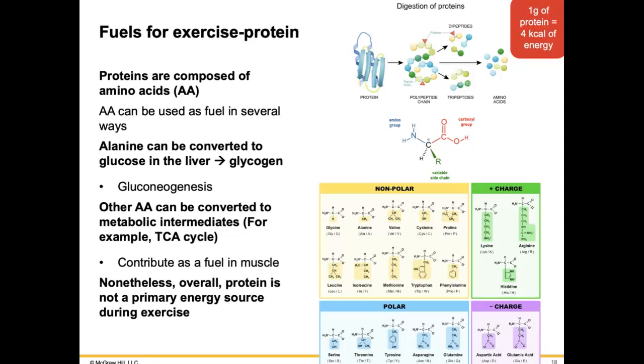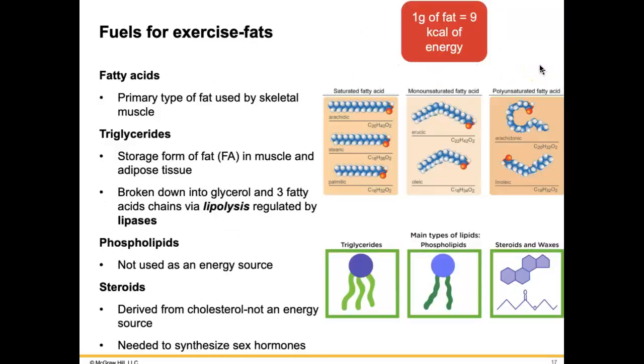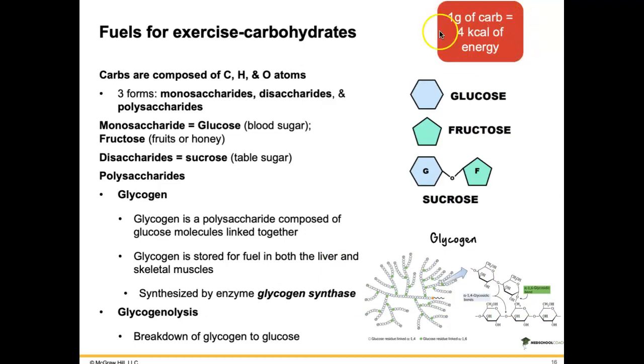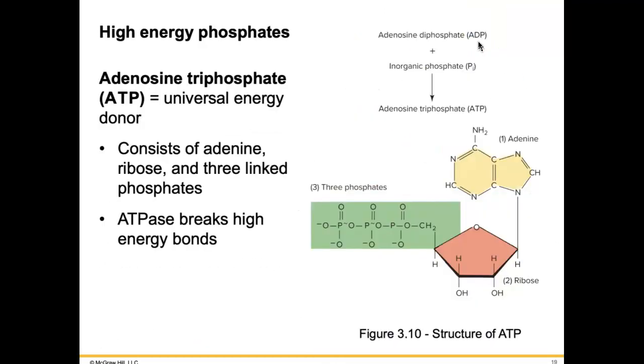But this is rarely used as a big piece of fuel for our muscles during exercise. They will really only contribute to 3 to 15% max of our fuel for our muscles. And 1 gram of protein is going to give us about 4 kcals of energy. I forgot to mention this in the previous slide, so let me go back. 1 gram of fat will make up 9 kcals of energy, and for our carbs, it is 4 as well, just like protein. So let's now move on into our high energy phosphates.